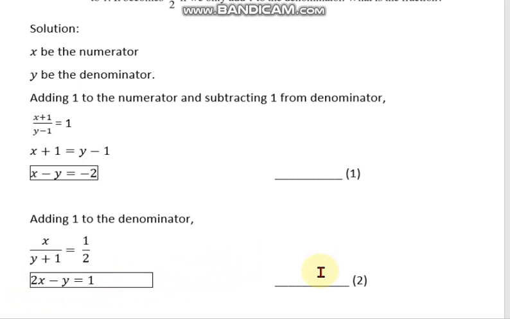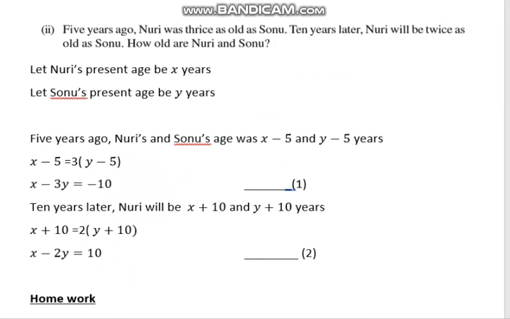Say equation number 2. Now to find the values of x and y, we have to use the elimination method in this exercise. You can see here the coefficients of y are equal in both equations. So simply we can subtract these two equations. Okay, so that is your homework. Now let us move on to the next sum.